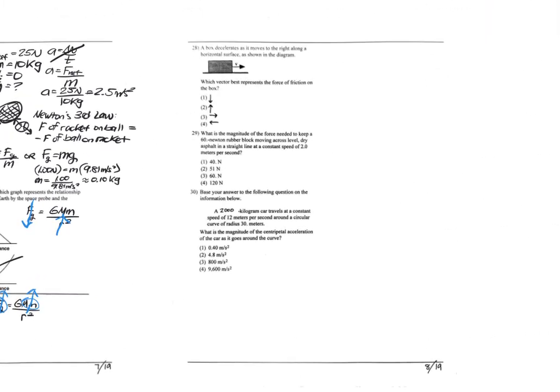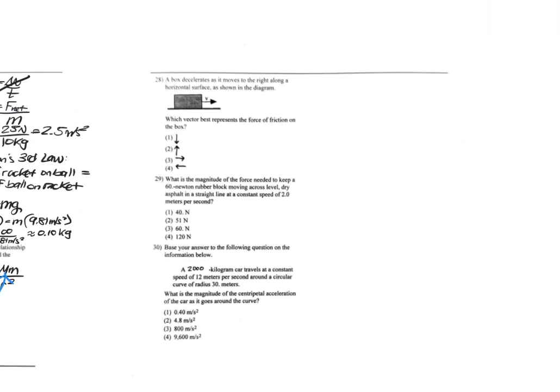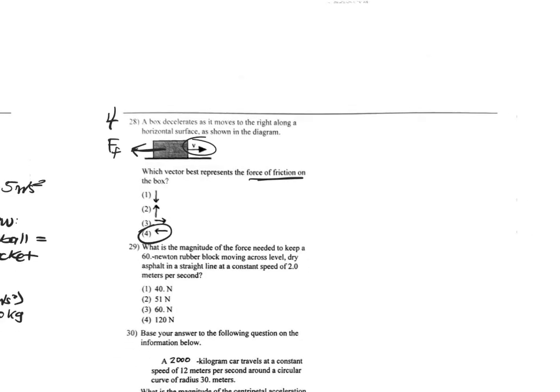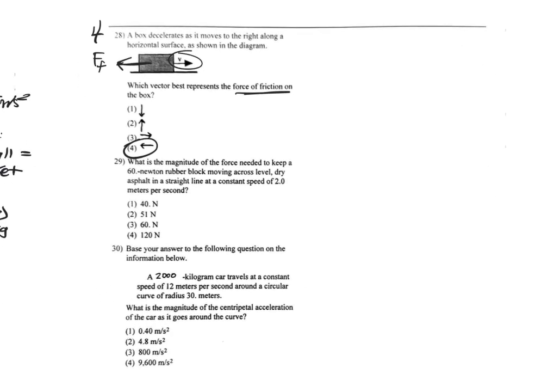All right, let's move on to 28. So 28 is talking about a box that is moving to the right, and it asks which way. See, the velocity is going to the right, and it wants to know which way the friction goes. Friction always goes the other way. It opposes motion. And so the friction is going to be to the left, and that is choice 4. It's not always to the left. If the box were moving to the left, the friction would be to the right. It always opposes motion.